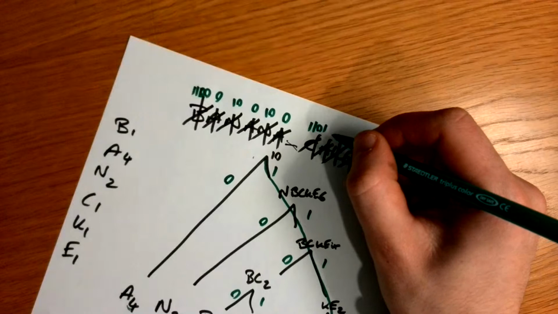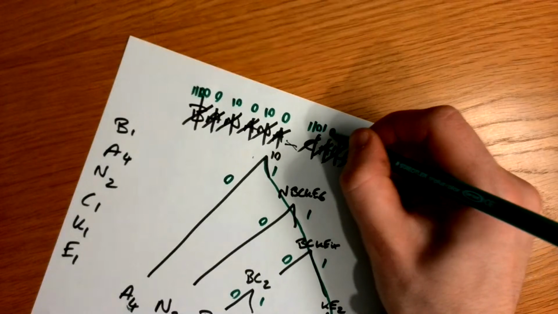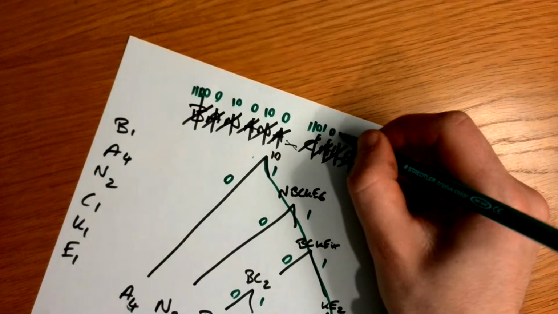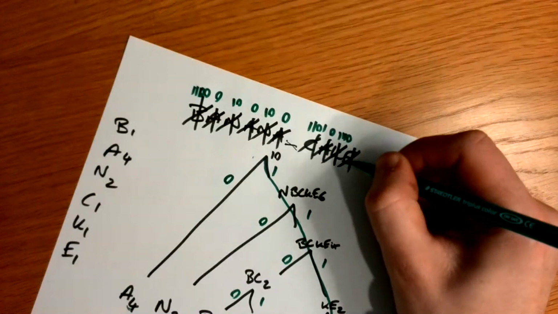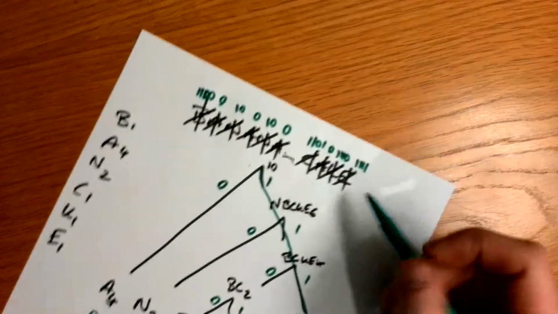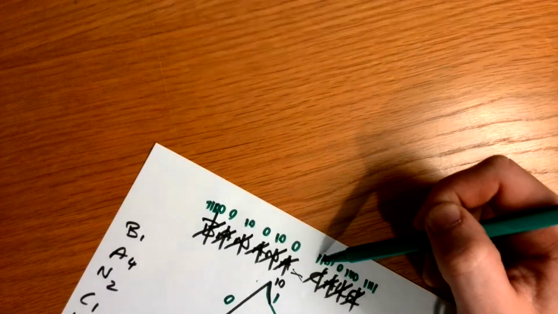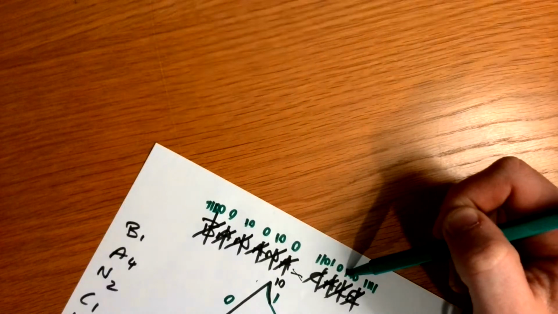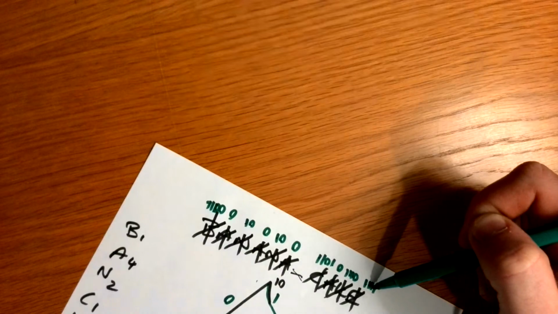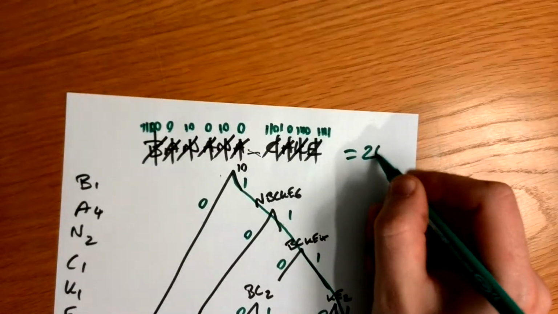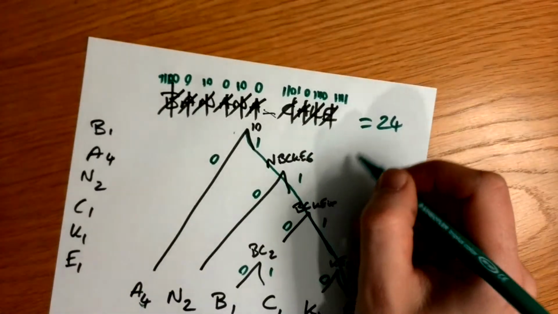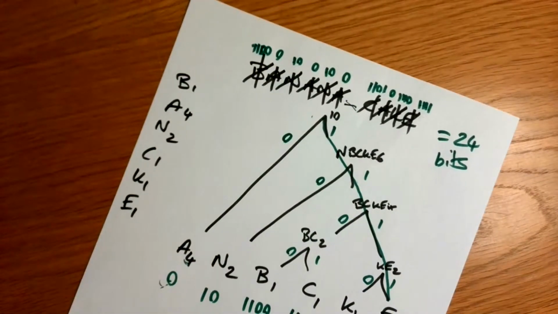A is 0, K is 1, 1, 1, 0, and E is 1, 1, 1, 1. So we can now count up the number of bits: 4, 5, 6, 7, 8, 9, 10, 11, 12, 13, 14, 15, 16, 17, 18, 19, 20, 21, 22, 23, 24. So if we're using Huffman compression, we've got 24 bits to represent this character set.